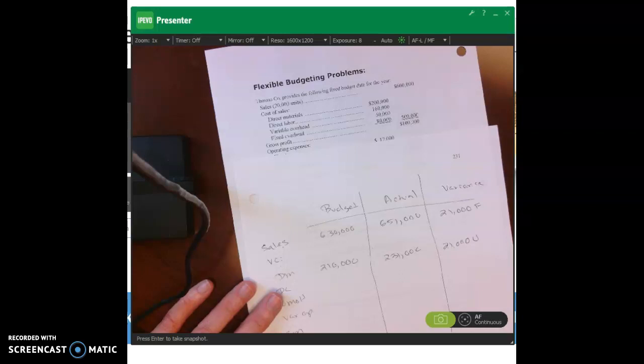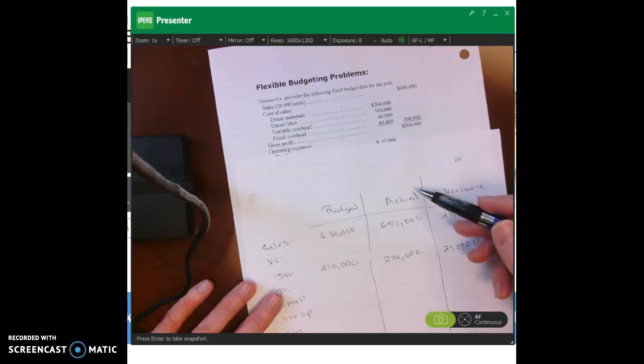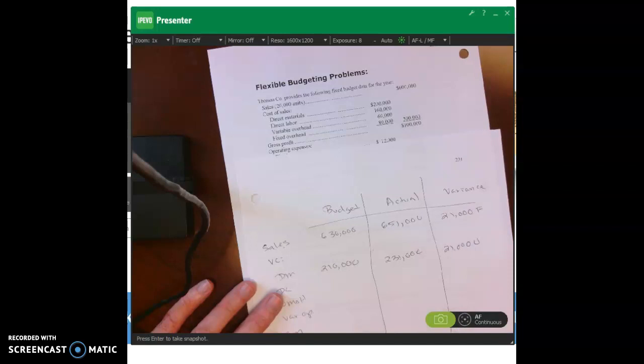So what I want you to do now is to pause the lecture video and then finish the rest of this problem, and then we're going to go ahead and check it.